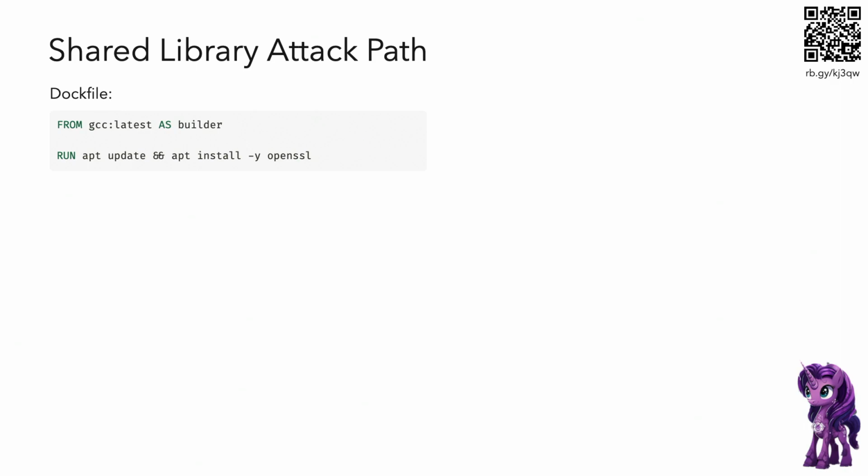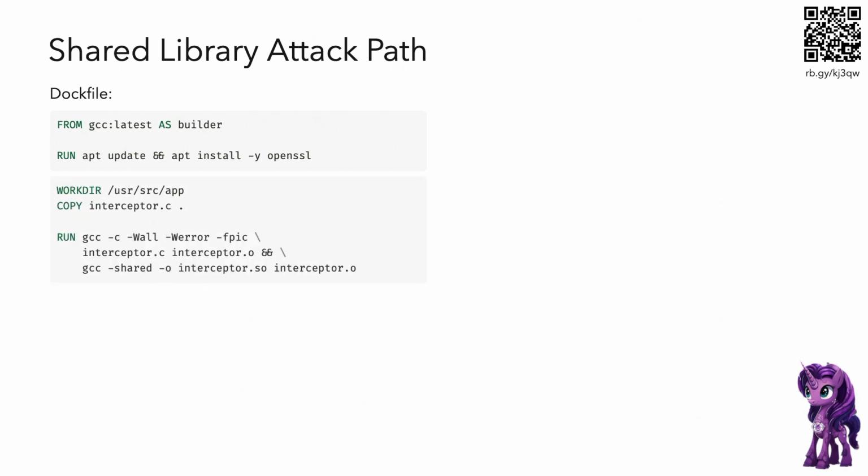Building it is not terrible. You want a GCC-friendly Docker image for that. You need position-independent code. That's a thing with shared libraries. You can't be relying on being loaded into memory at particular addresses, and you want to produce a shared library. So this .so suffix is the convention for that.